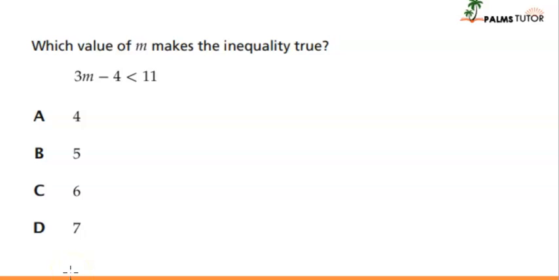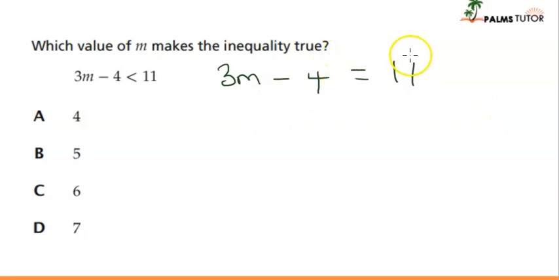So let's solve this grade 6 test question together. What value of m makes the inequality true, not equality? A quick way to do this is to find the equality. So what makes 3m minus 4 equal to 11? That way we are able to find what makes it less than 11.